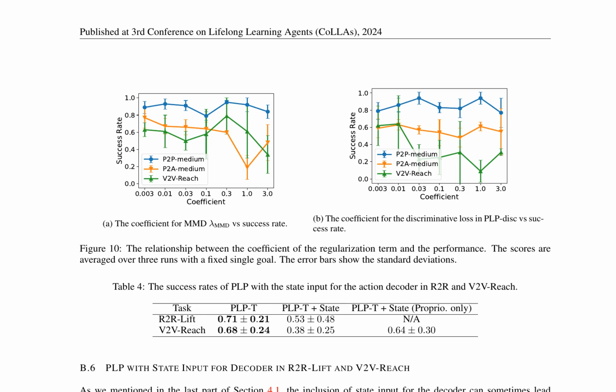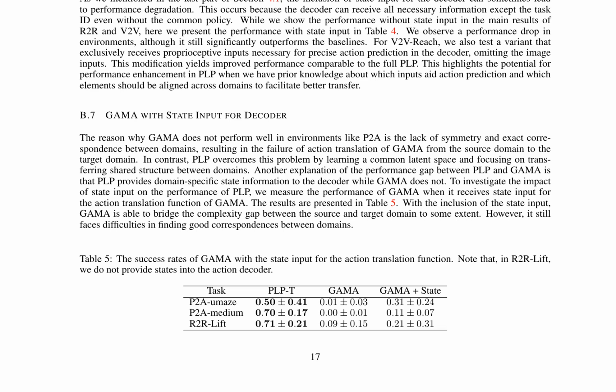The research paper discusses the performance of a lifelong learning agent, PLP, in various domains such as P2P medium, P2A medium, R2R lift, and V2V reach. PLP is a policy that adapts to new tasks by aligning representations across domains. The authors explore the relationship between the coefficient of the regularization term and success rate in PLP.